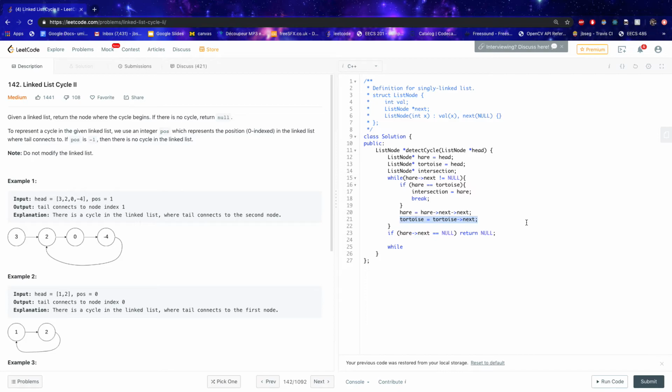So, yeah, this protects. Oh, wait, if that equals null or hair, wait, and, sorry, hair does not equal.